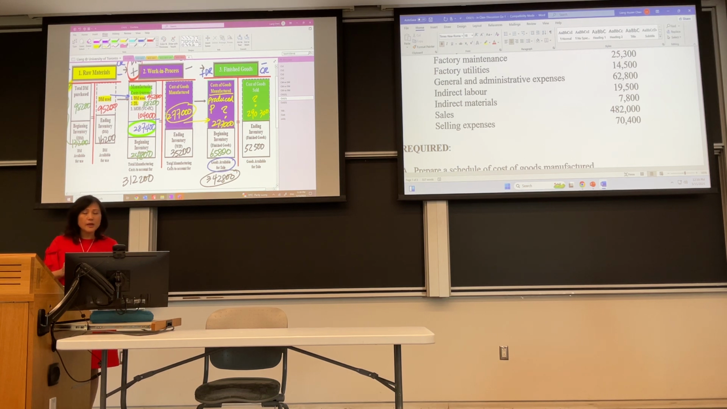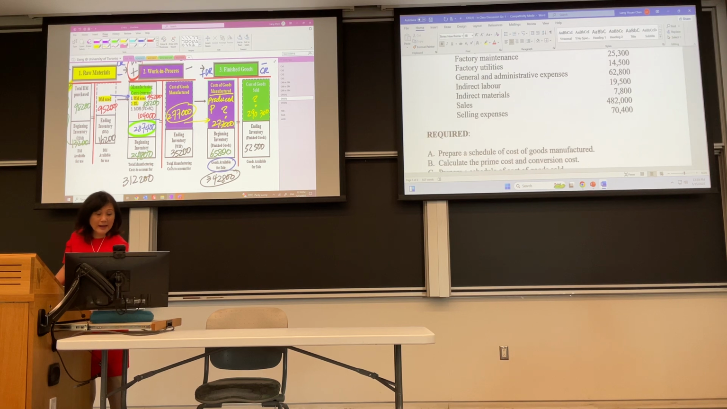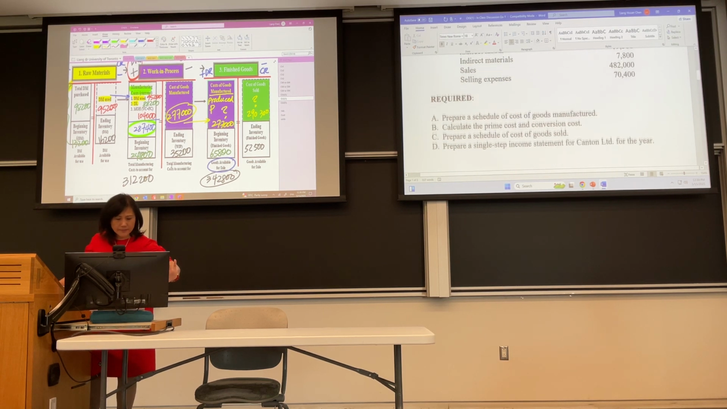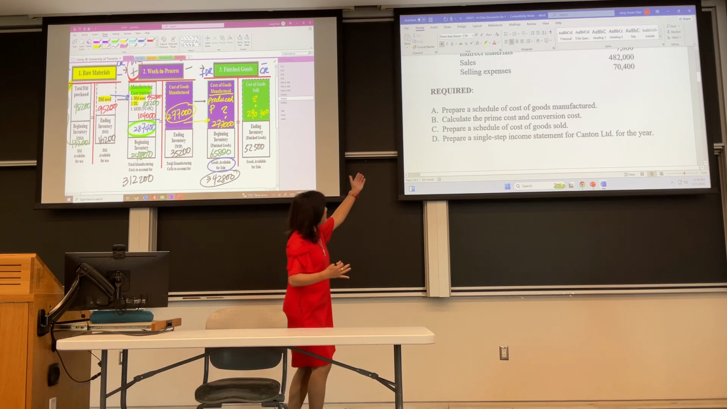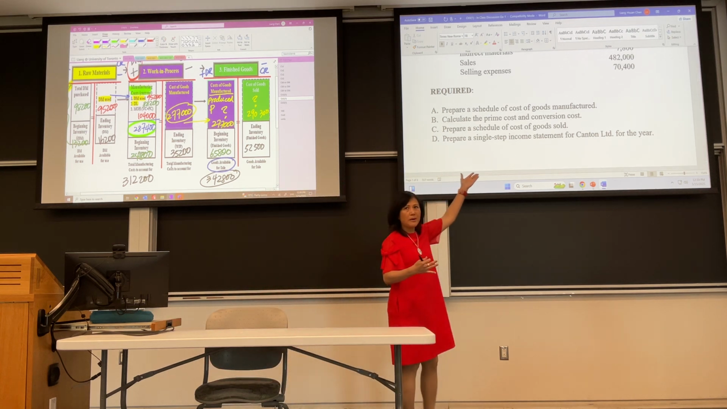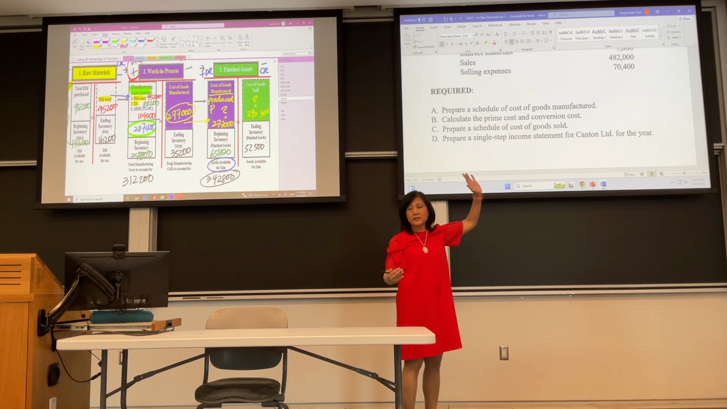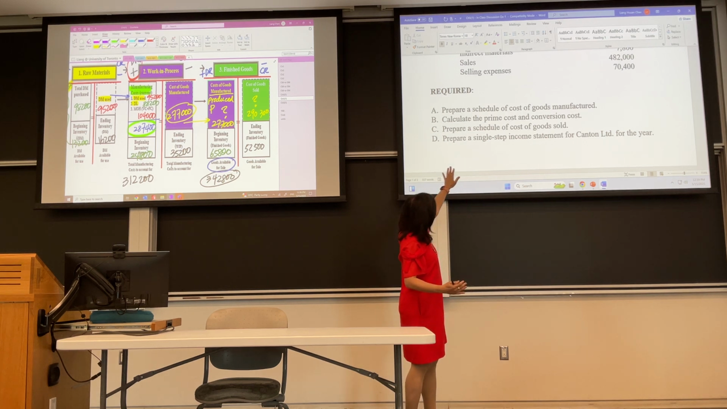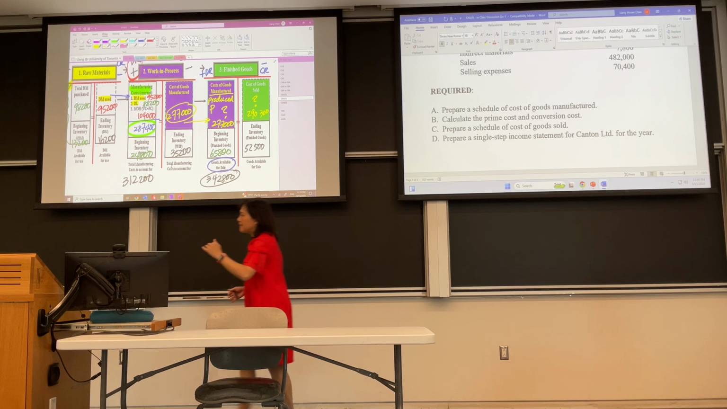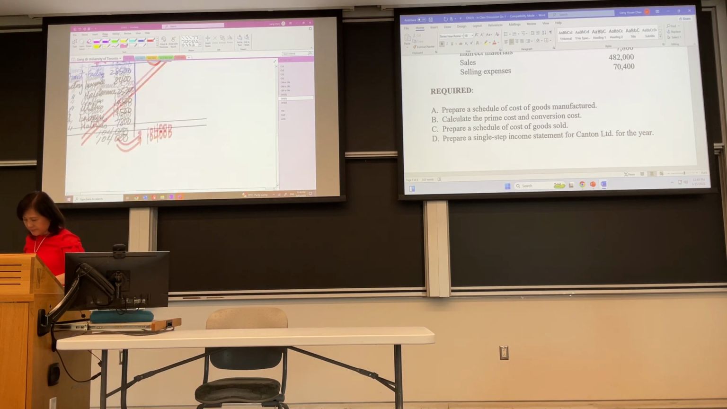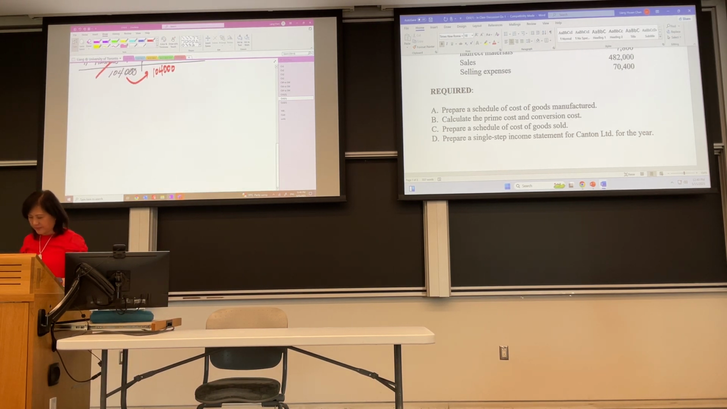So it's done. Okay, so now I'm going to write it out nicely. Prepare schedule of cost of goods manufactured, prime cost, conversion cost. I haven't talked about that. After I prepare the statement, I'll tell you. And cost of goods sold, income statement, step by step. Okay. Ready for this? Alright. So schedule of cost of goods manufactured.